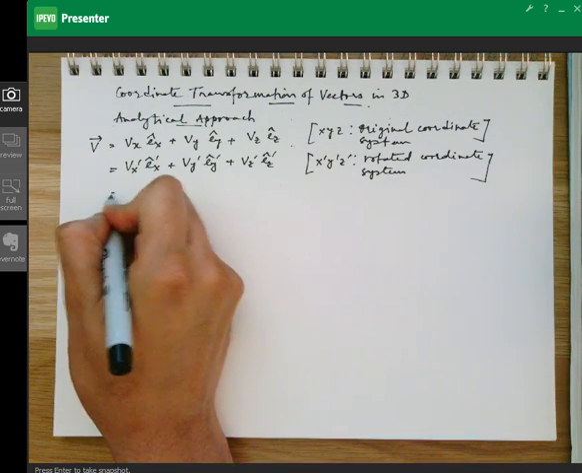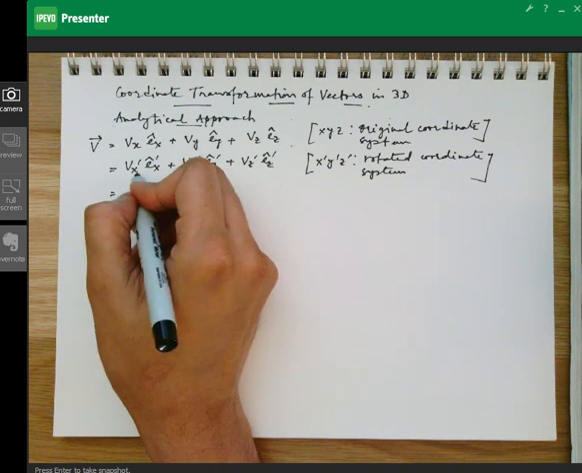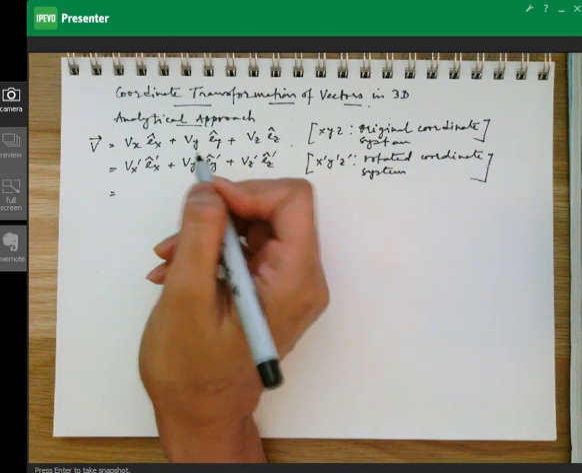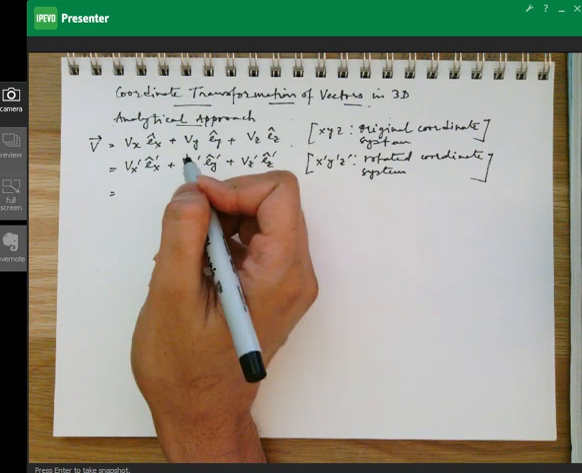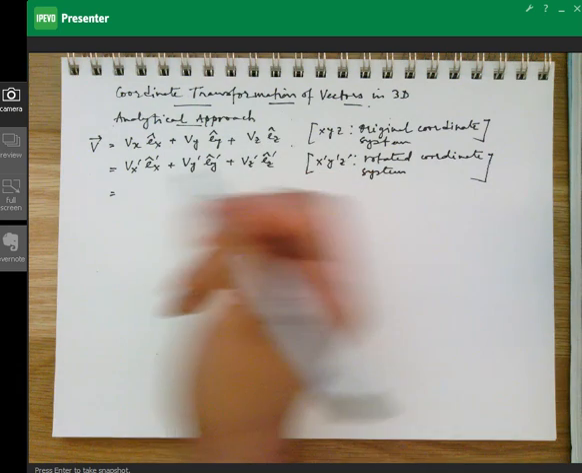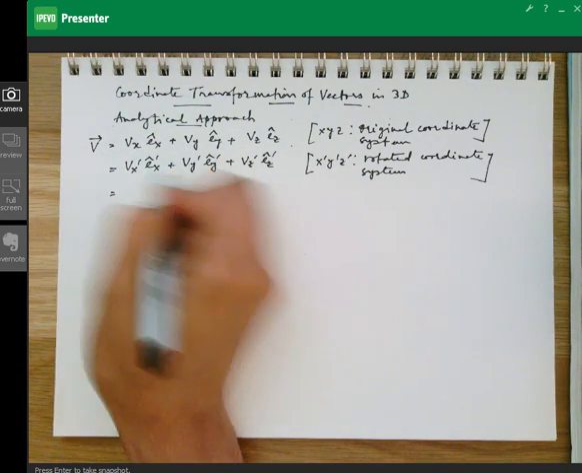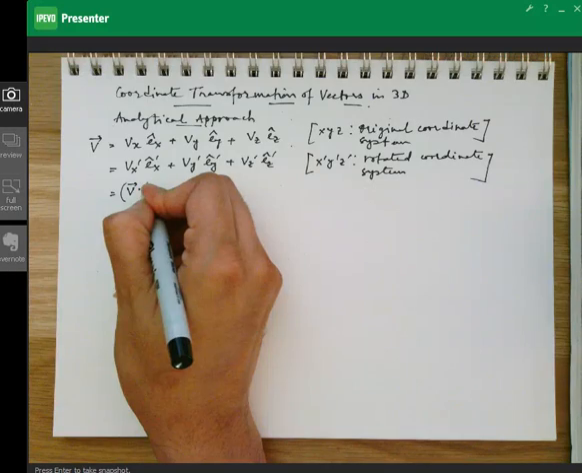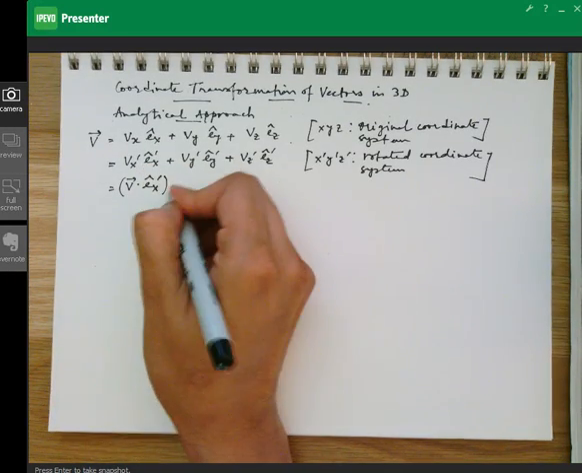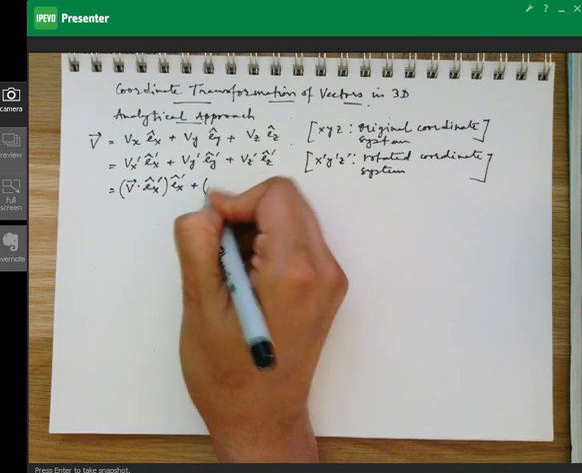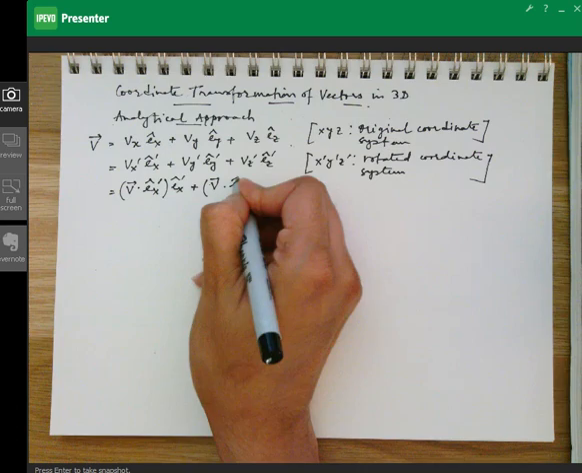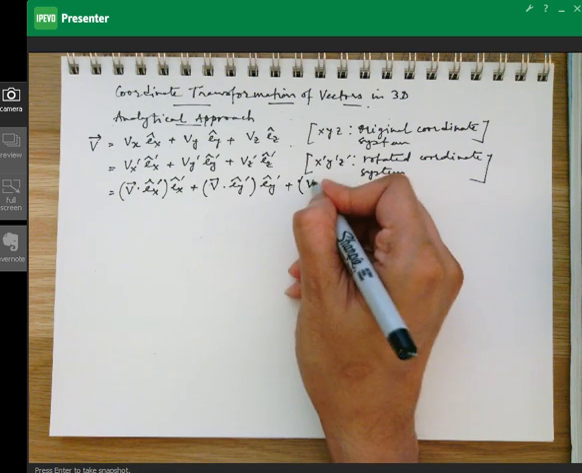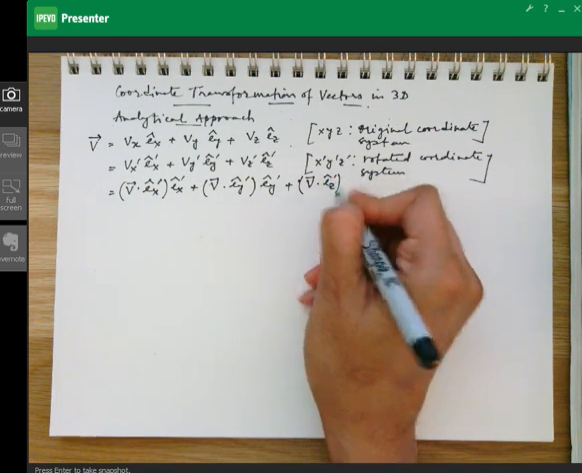So vx prime is the component of v along the x prime direction. Any vector's component along a certain direction is given by the dot product of the vector with the unit vector along that direction. Therefore vx prime, being the component of v along the x prime direction, is given by the dot product of v with ex prime, and then this ex prime is outside. Similarly, vy prime is the dot product of v with ey prime, then this ey prime, plus vz prime is again the dot product of v with ez prime, and then this ez prime.